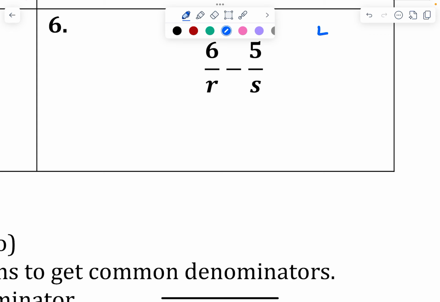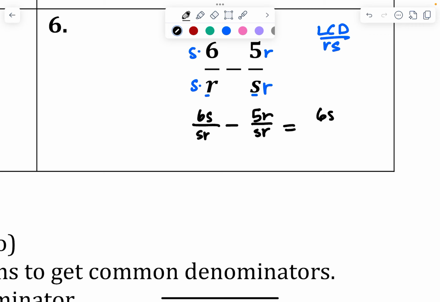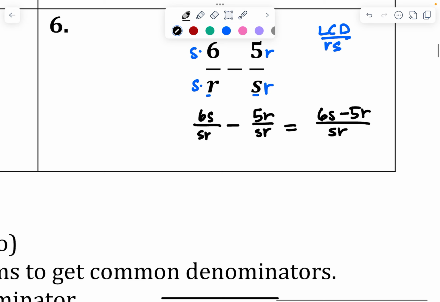Here, our LCD would have to be divisible by r and s, and so rs would be our LCD. So I would multiply top and bottom by s, multiply top and bottom by r, and so I would get 6s/sr minus 5r/sr, which is 6s minus 5r over sr. And then remember, you can't cancel anything because of this minus sign.